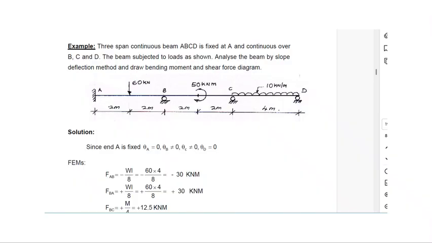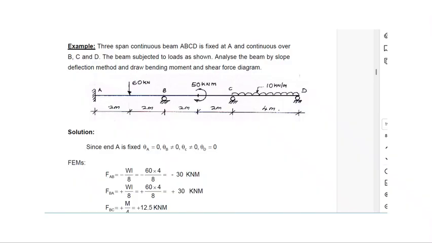So since end A is fixed, theta A is going to be 0, and theta B, theta C, theta D are unknowns. So first of all we have to find the fixed end moments. Span AB has a central point load, so WL by 8 is the expression. On the left side minus WL by 8, on the right side we are assuming plus WL by 8. So you substitute: minus 30 kilonewton meter, plus 30 kilonewton meter on the other side.